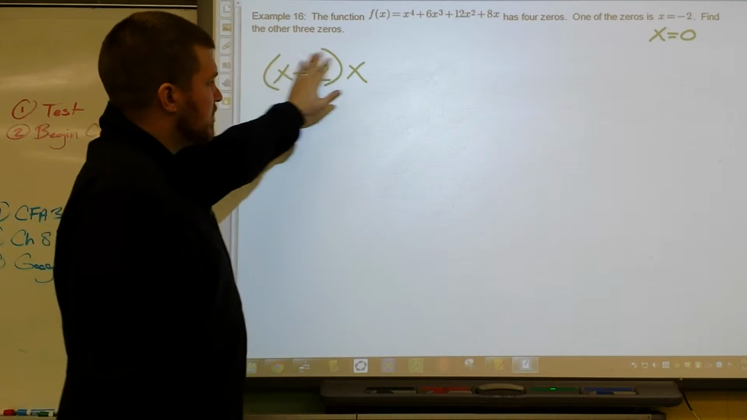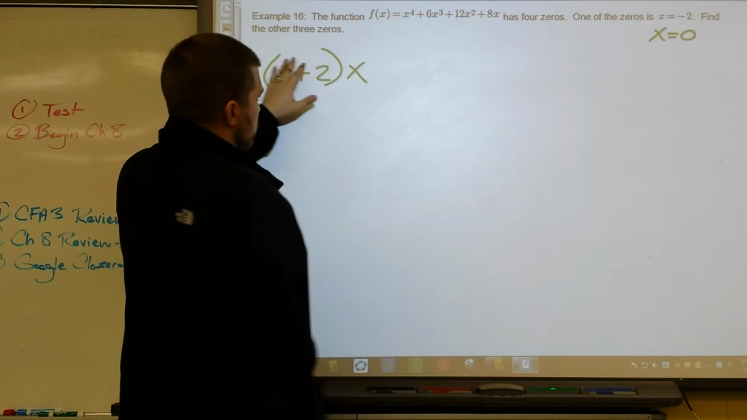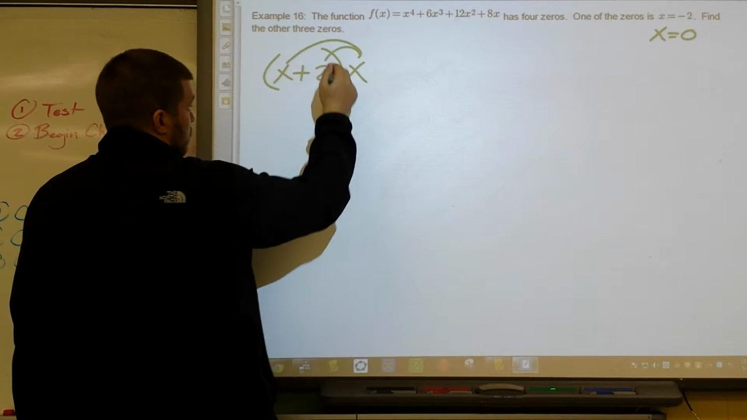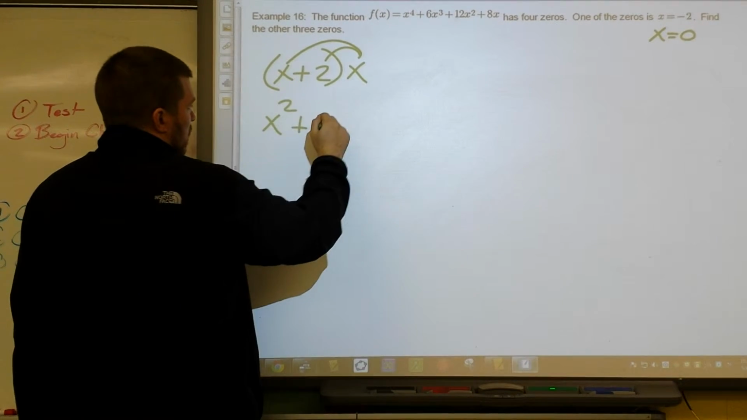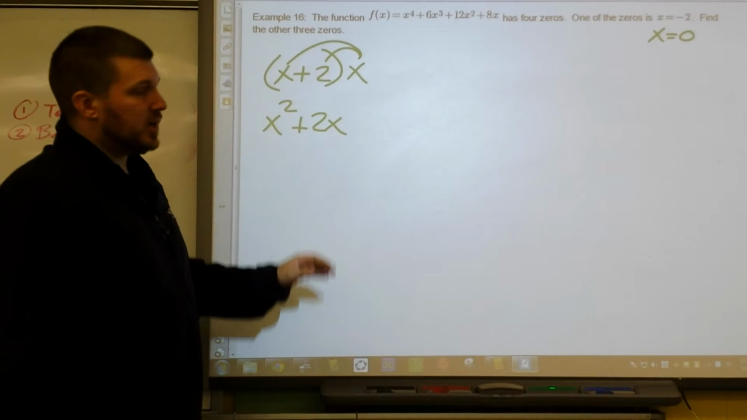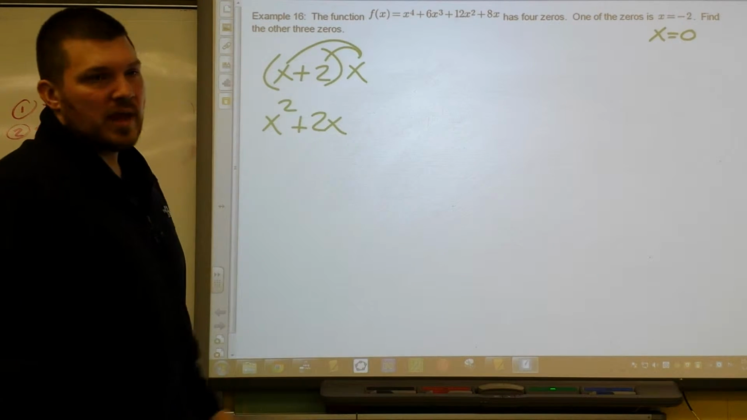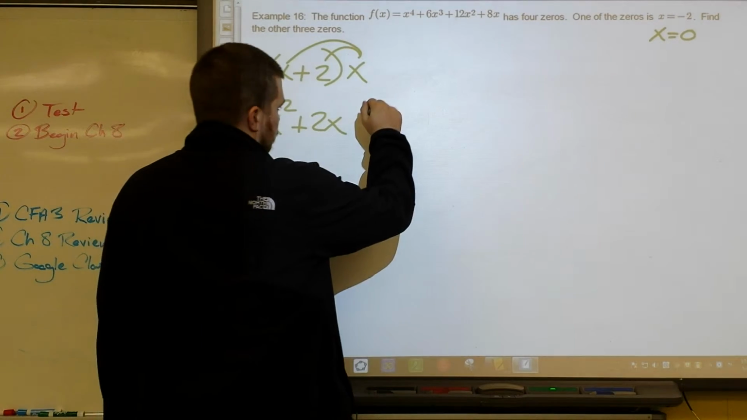So I'm going to use these two factors, but before I do anything, I'm going to do some scratch work and then just use the distributive property to say x squared plus 2x. I'm setting up my long division. So this is my divisor that I'm trying to come up with. Now I'm going to do long division.